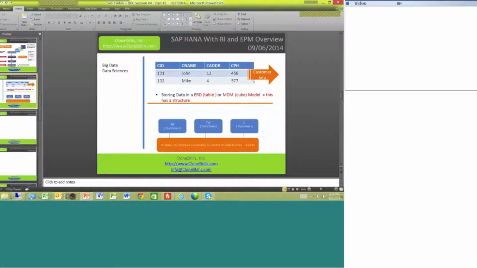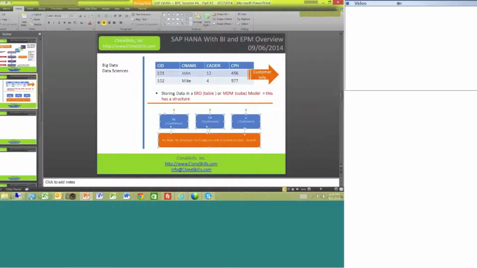In the traditional way, you have customer information, which is modeled and stored in a model. And here, you have a customer with no model, no structure, no control on the data format. So how do we store and retrieve? No control. This is something growing very rapidly, and people are talking more and more about this.